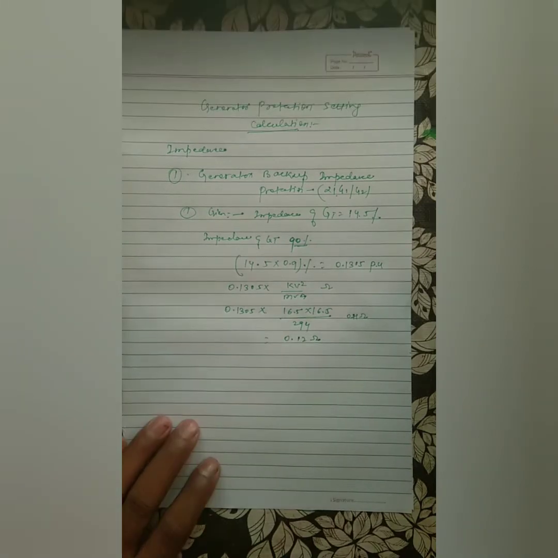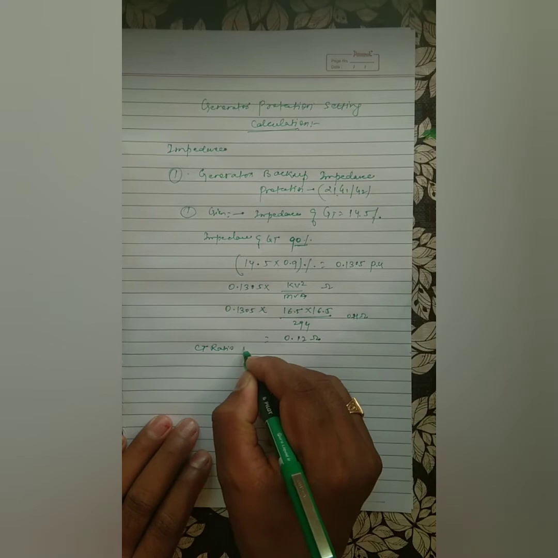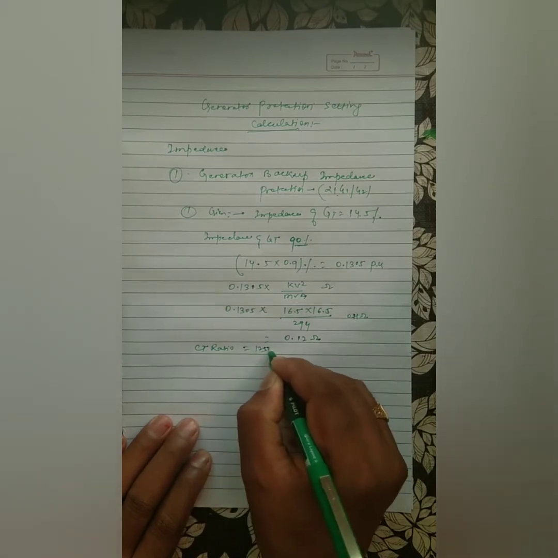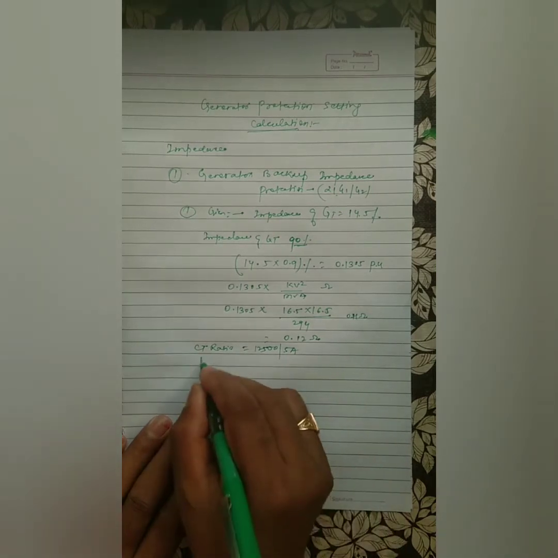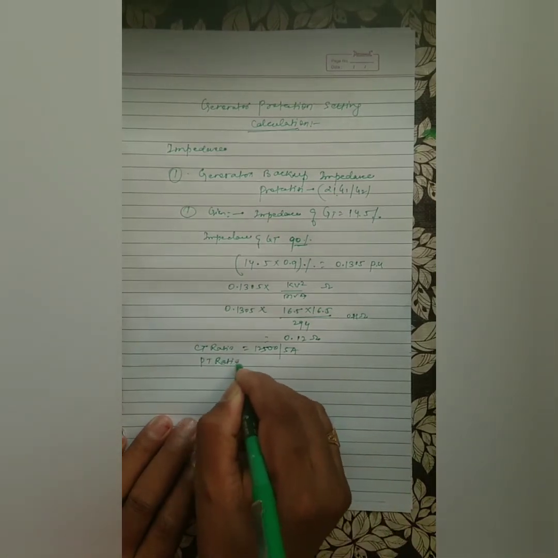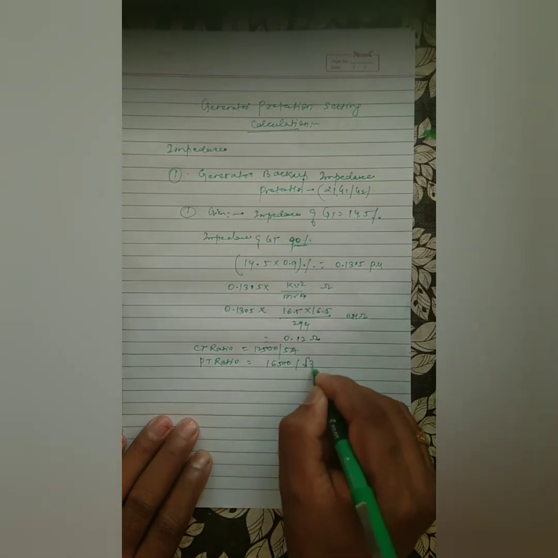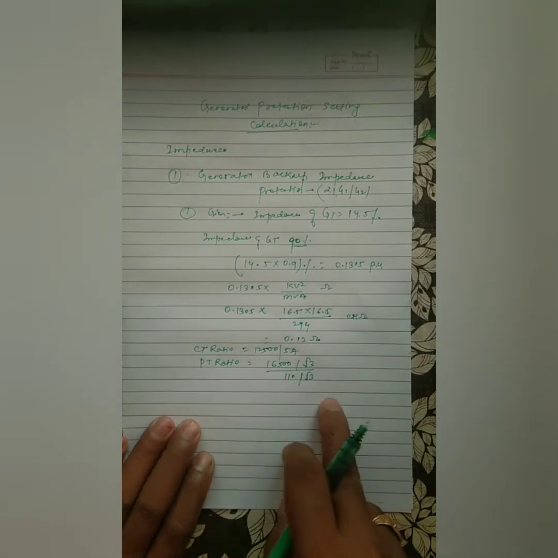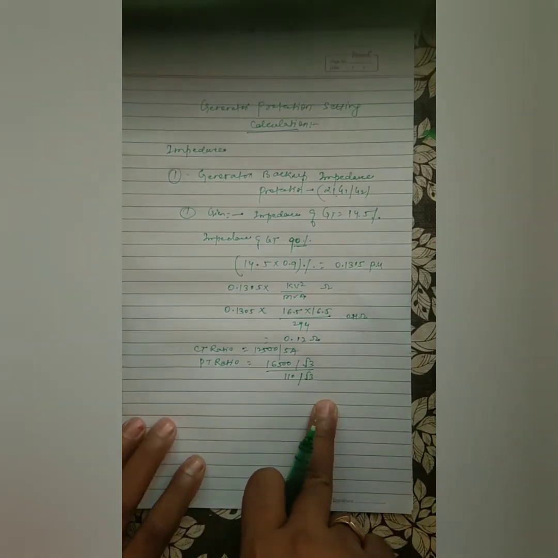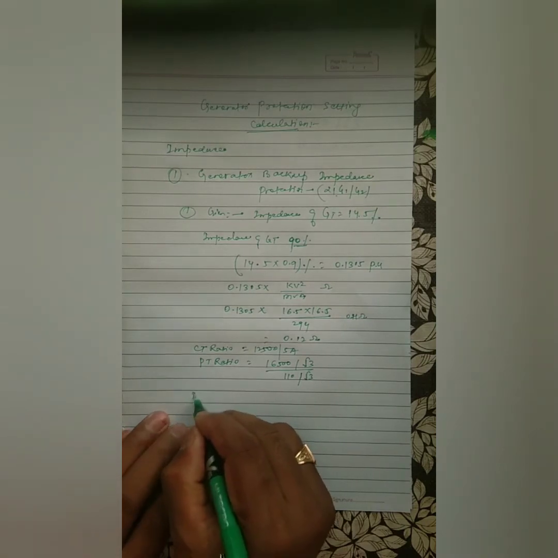We have CT ratio. CT ratio is 12500 by 5 ampere. Secondary current rating is 5 ampere, and we have PT ratio is 16500 by root 3 divided by 110 by root 3. We have secondary voltage having ratio is 110 by root 3. So now we will calculate the impedance of zone 1.